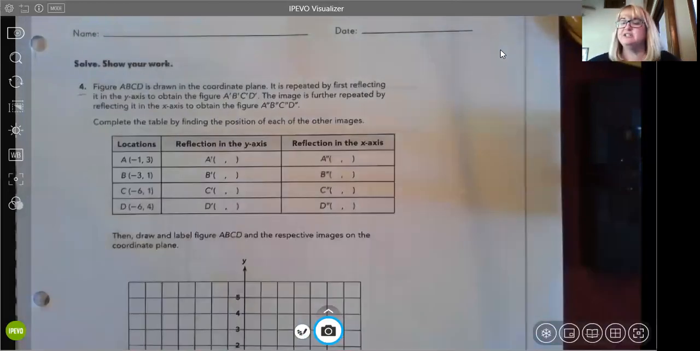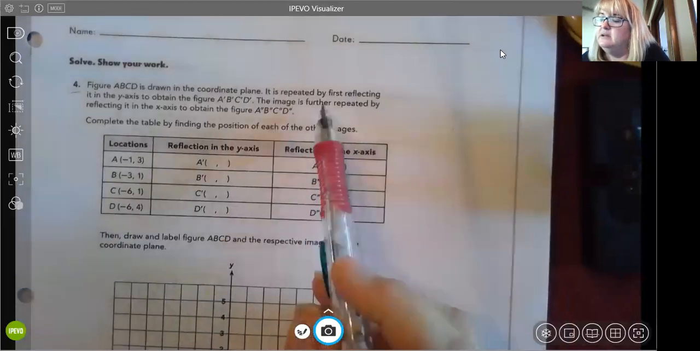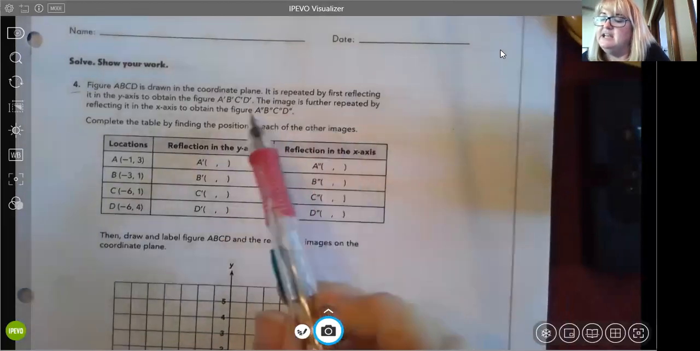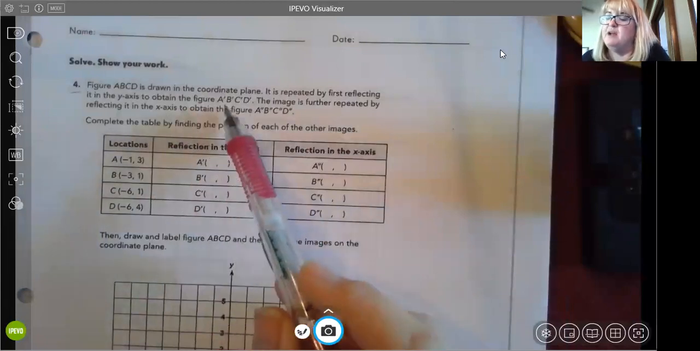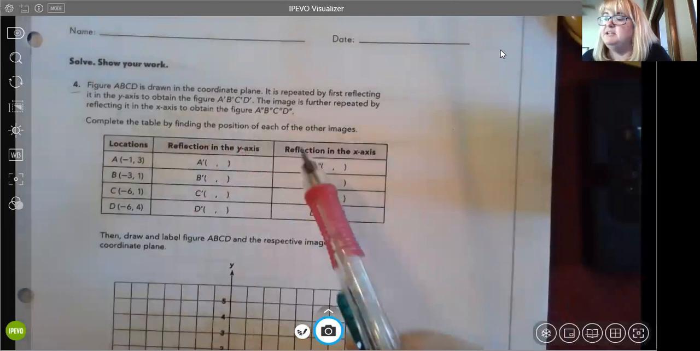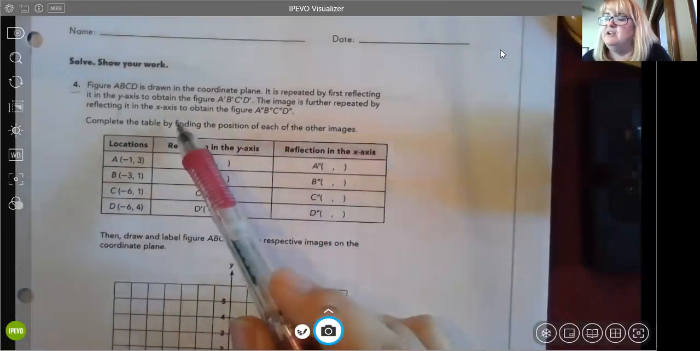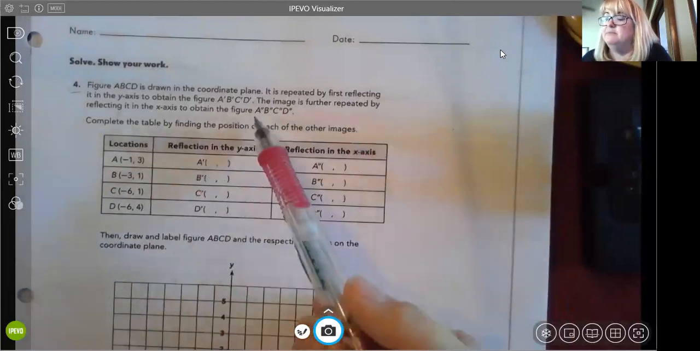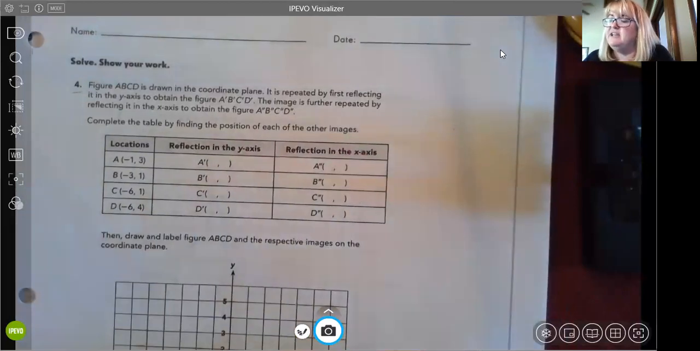Number 4, we're going to get started. I'm going to get you started, but then you're going to finish it on your own. It says figure ABCD is drawn in the coordinate plane. It is reflected first in the y-axis to obtain figure A prime, B prime, C prime, D prime. The image is further reflected in the x-axis to obtain the figure A double prime, B double prime, C double prime, D double prime. Complete the table by finding the position of each of the other images.